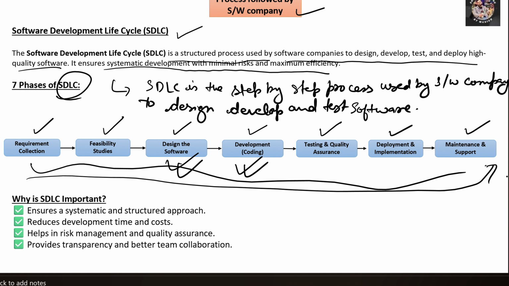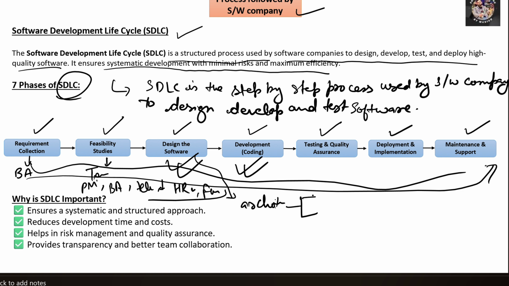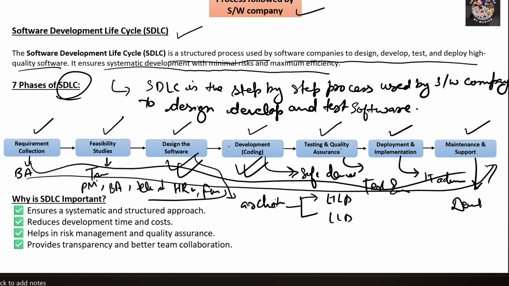We studied that requirement collection is done by the business analyst, the feasibility study is done by a team which involves the project manager, business analyst, tech teams, HR team, finance team. The software is designed by architects. Software designing contains high level design and low level design. Development, that is coding, is done by the software developer, and testing is done by the test engineer. Deployment, that is installation, is done by the IT admin, and maintenance is done by the developer as well as the test engineer.